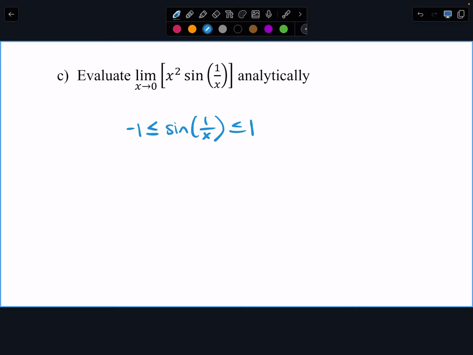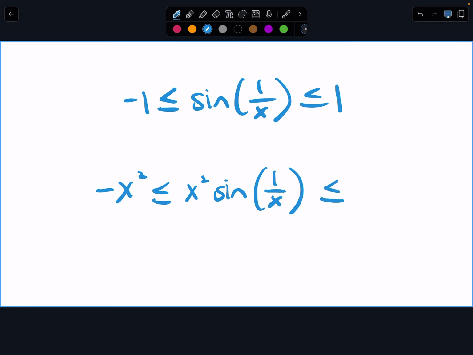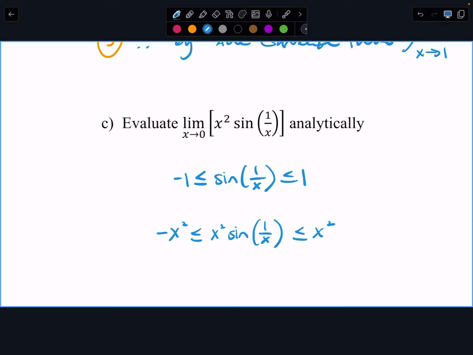I bet some of you are thinking it and you're like, that doesn't seem right. Multiply the inequality by x squared. So we'll have negative x squared is less than or equal to x squared times sine of 1 over x, which is less than or equal to positive x squared. Now, this is a really classic squeeze theorem problem. Whenever you have a product with sine or cosine, since sine or cosine you know will always be between -1 and 1, you can build off of there.